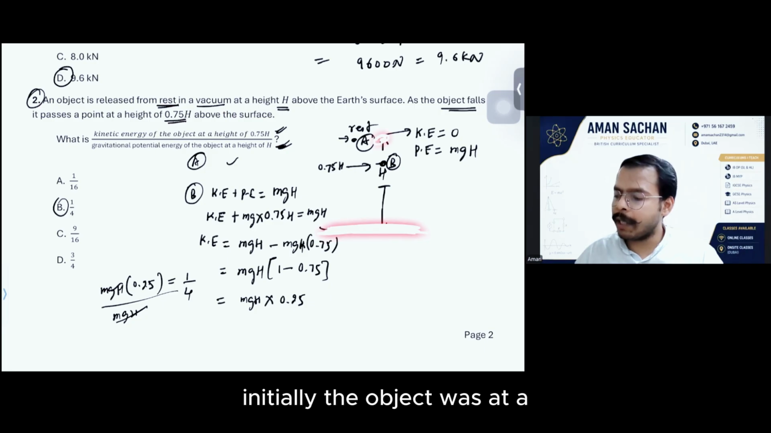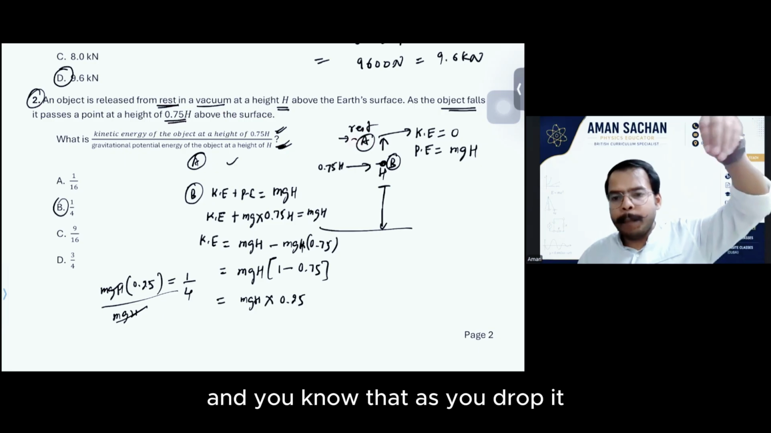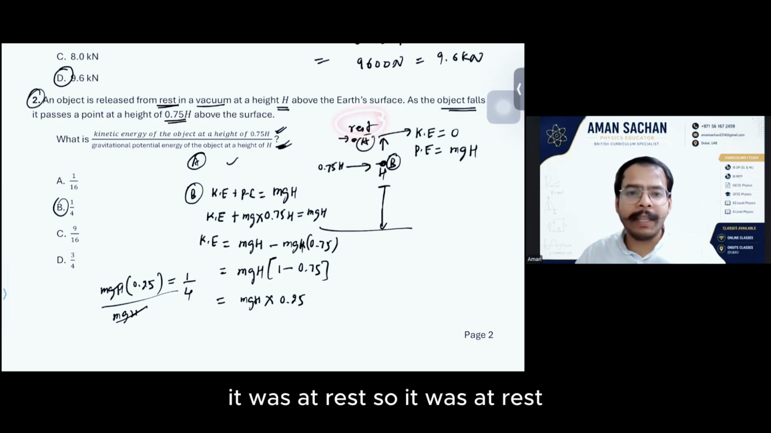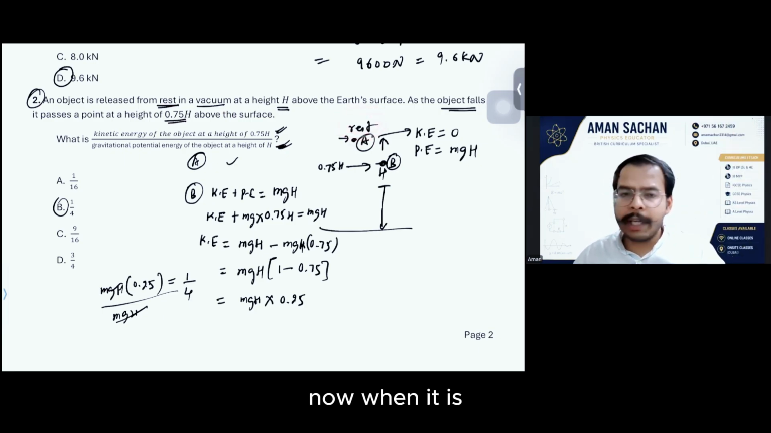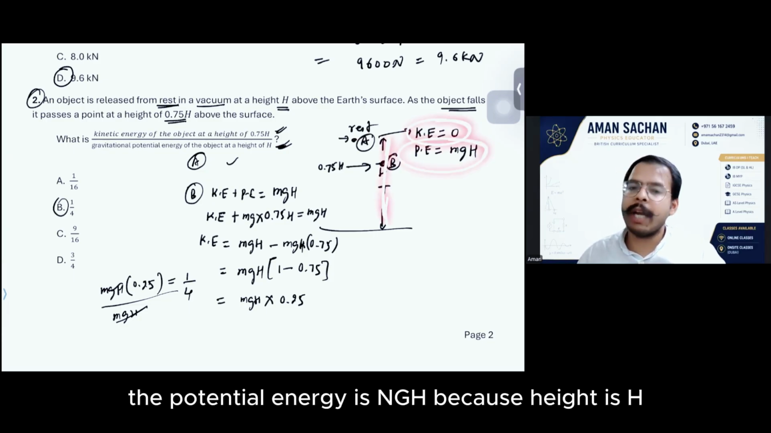Initially, the object was at A, and you know that as you drop it, it was at rest. Now, when it was at rest, the kinetic energy is zero. The potential energy is mgh because the height is h.